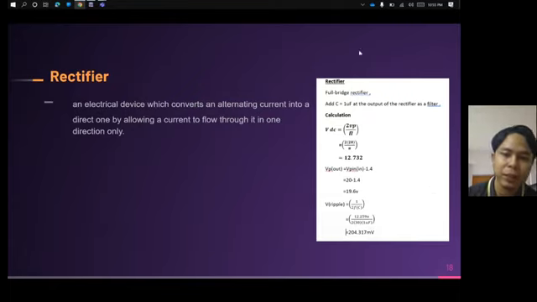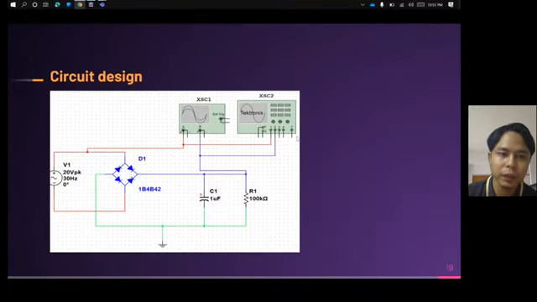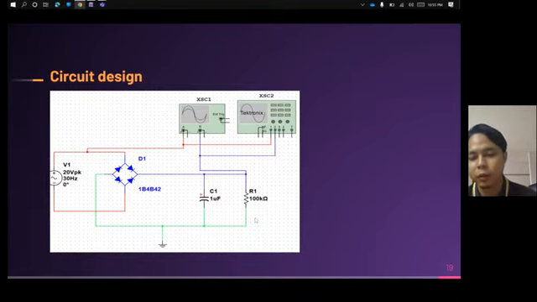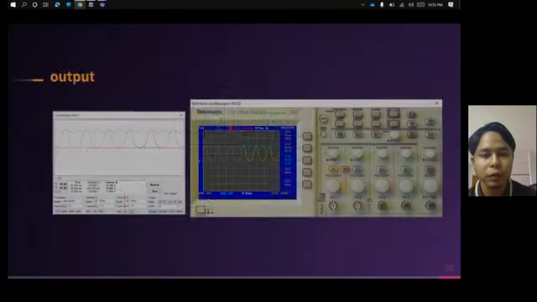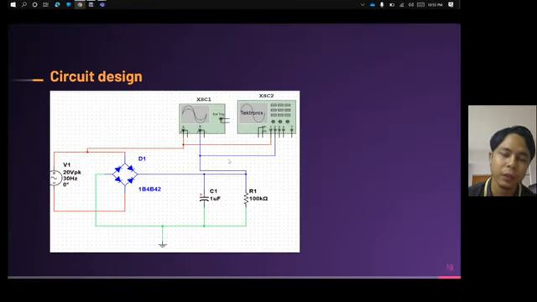Over here, this is my calculation of the rectifier that I will show in a minute. This is my circuit design. This circuit consists of 2 volt VPK at 30 Hz, one full bridge rectifier, one uF capacitor, and a 100,000 kilo ohm resistor. And I will be using two types of oscilloscope, which are provided by Multisim and the Tektronix.